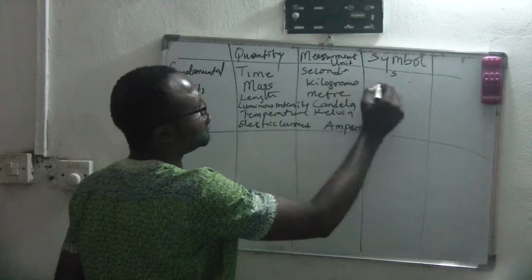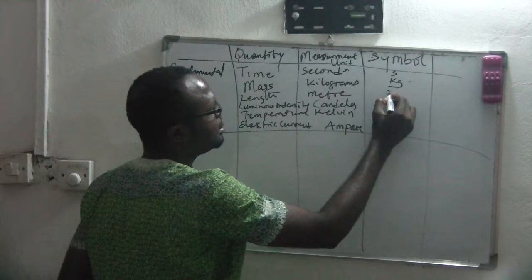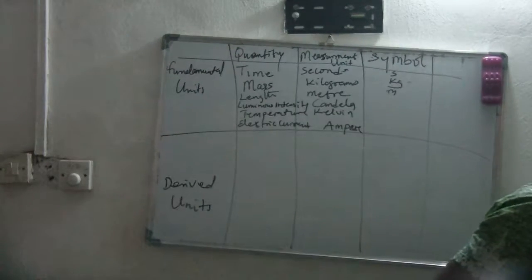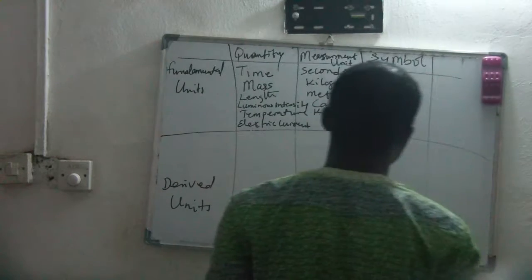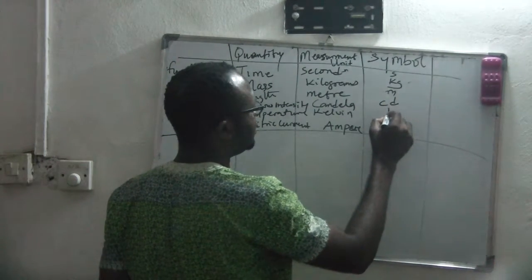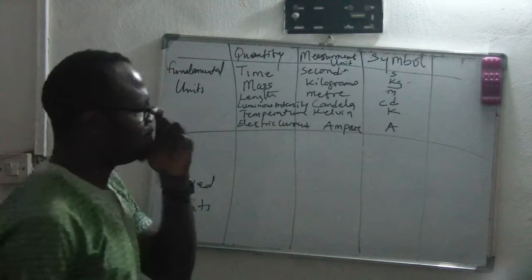So what's the symbol for seconds? S. What's the symbol for kilogram? What's the symbol for meter? What's the symbol for candela? CD. What's the symbol for Kelvin? What's the symbol for ampere? So those are the symbols.